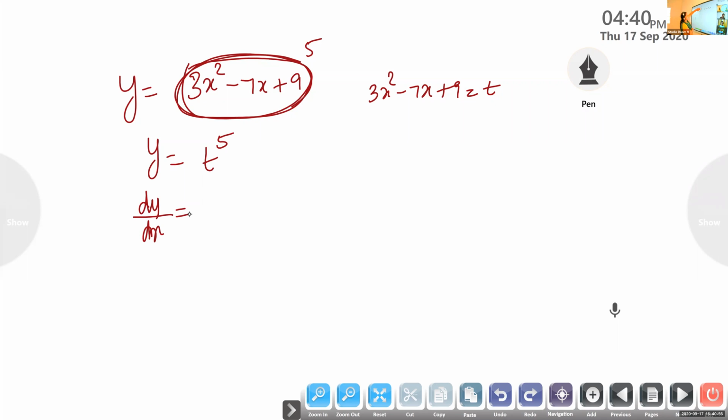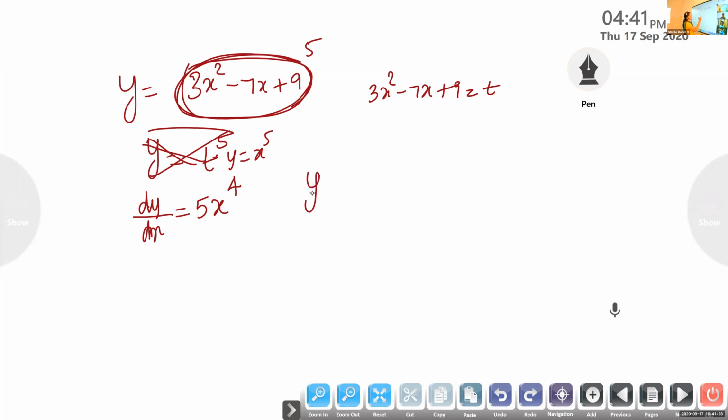What is the derivative of x raised to 5? It is 5x raised to 4. Is it correct? Okay, don't write this point, just note it down. Suppose y is x raised to 5. So, what is the derivative? 5x raised to 4. If y is x raised to 5, you will have 5x raised to 4.